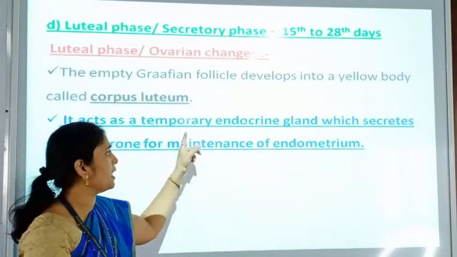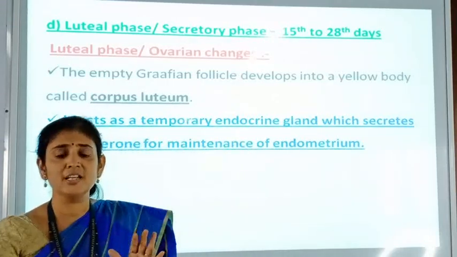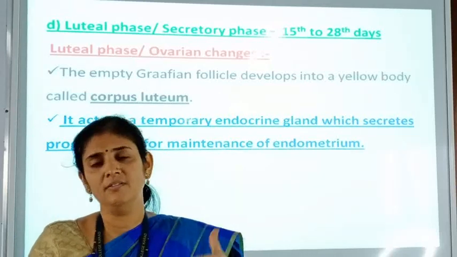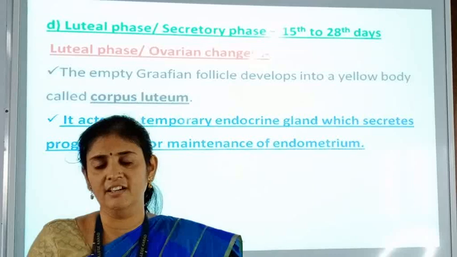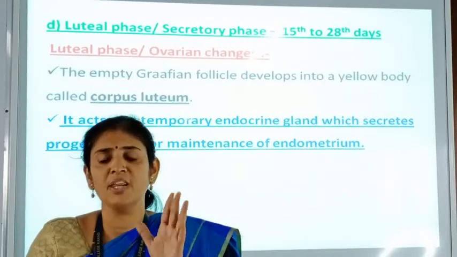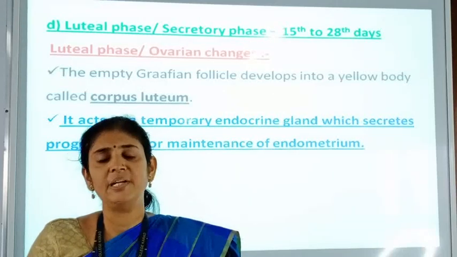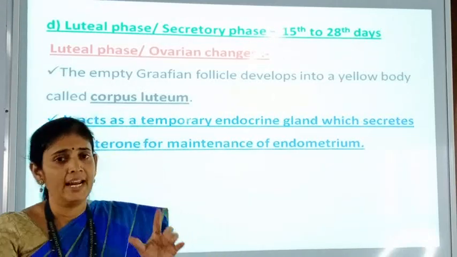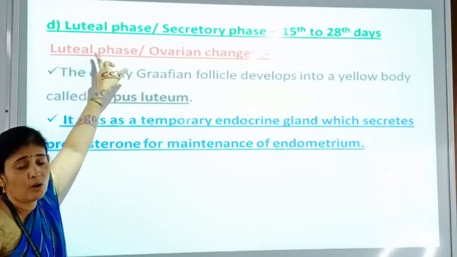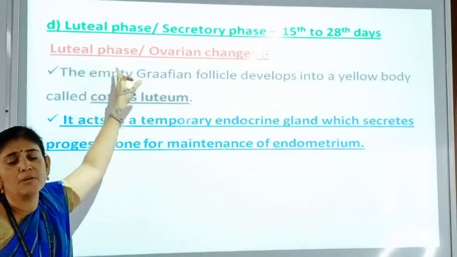It is acting as a temporary endocrine gland. It is present up to the third month of the pregnancy. When the placenta is formed, this corpus luteum gets degenerated. But up to the third month of the pregnancy, this corpus luteum is very much functional and it is secreting the progesterone hormone. And here, formation of corpus luteum takes place. Therefore, this phase is called the luteal phase. That we have to remember.